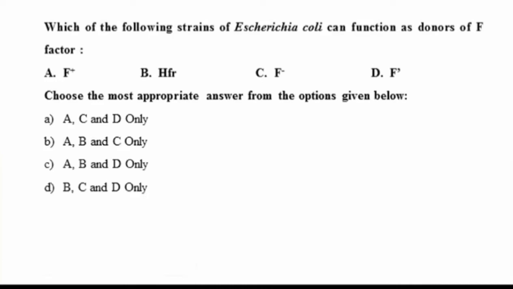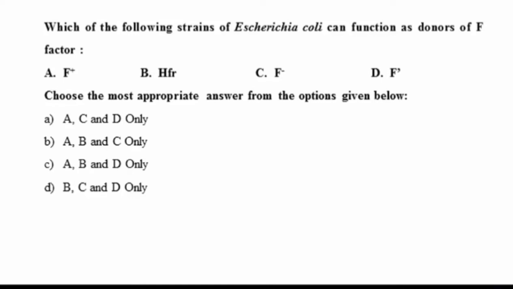The next question is, which of the following strains of E. coli can function as donor of F factor? Now, before understanding the answer to this question, let us discuss that conjugation is merely the fusion of two compatible bacterial cells. Now, bringing two genotypes together and allowing them to conjugate is the equivalent of making a cross in eukaryotes. Now, conjugation and gene transfer in E. coli is driven by a circular DNA plasmid, which is known as the fertility factor or the F factor, which is found in some but not all cells.